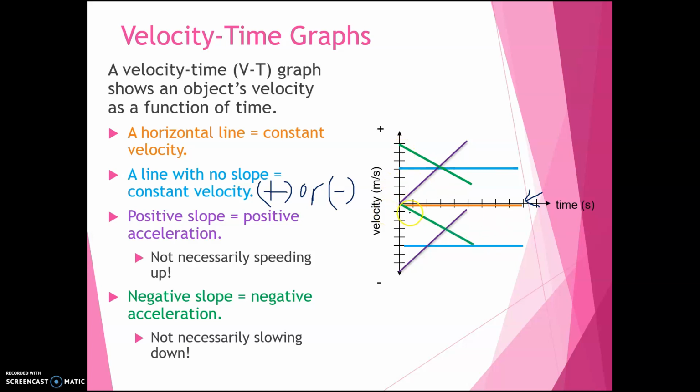However, if this green line is down here, that means something completely different. You start at 0, but then you're increasing in speed. It's just in the negative portion of the graph. So you're going from 0, 2, 4, 6, 8, 10, you are speeding up. You're just moving to the left or in the negative direction.